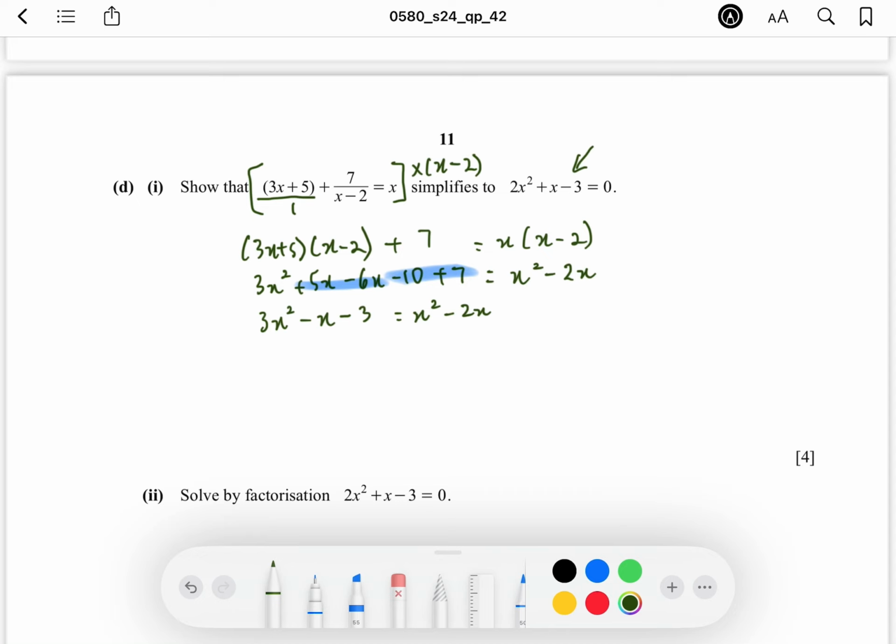The next one, the equal sign is straight. Minus x square both sides. So 2x square minus x minus 3 equals to minus 2x.